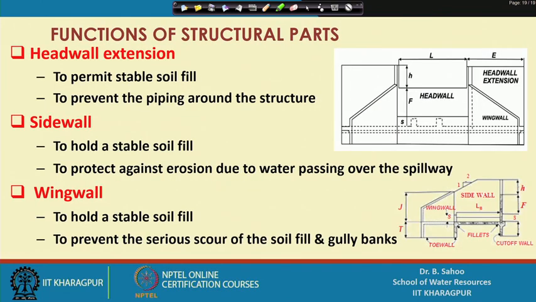So, before that we should know what are the different functions of different structural parts of this drop structure. So, we have head wall extension, it mostly permits stable soil fill, it prevents the piping around the structure. So, the piping failure is avoided by this. The side wall holds a stable soil fill, protects against erosion due to water passing over the spillway. The wing wall holds a stable soil fill and also prevents the serious scour of the soil fill and gully banks.